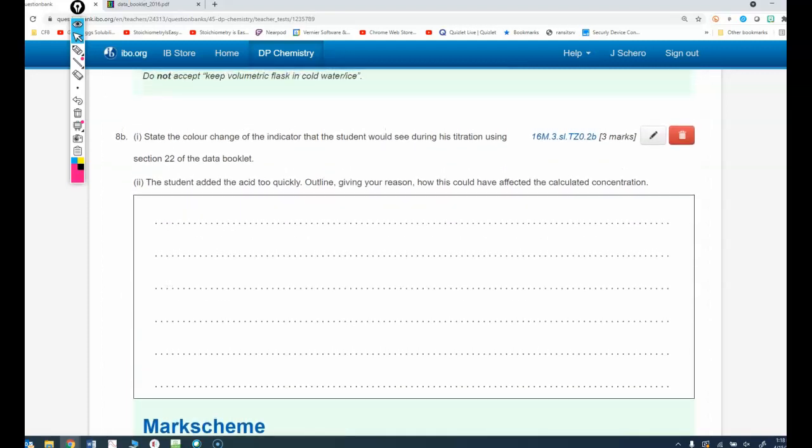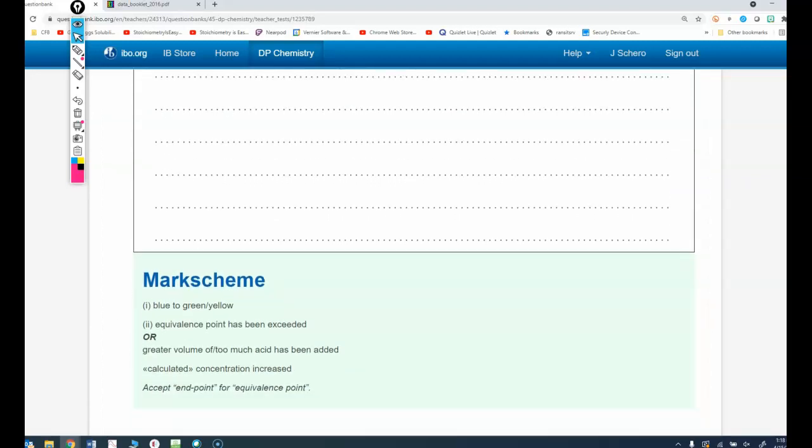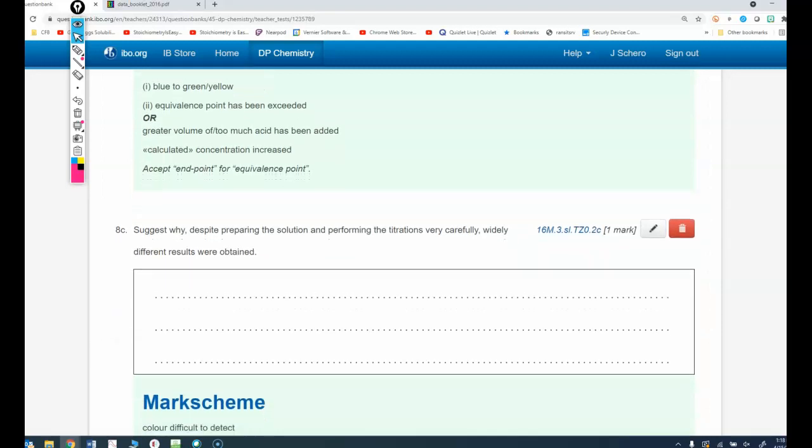And then it says, outline giving your reason how this could have affected the calculated concentration. It would make it seem too high because you added too much acid. Yep. Okay.